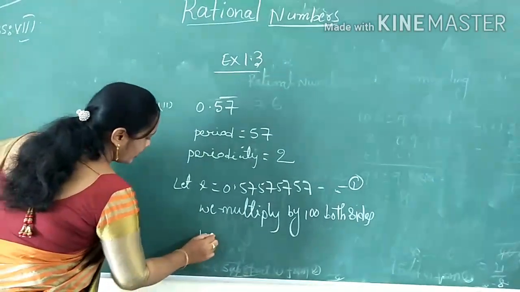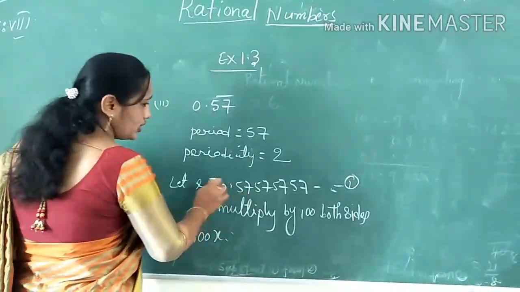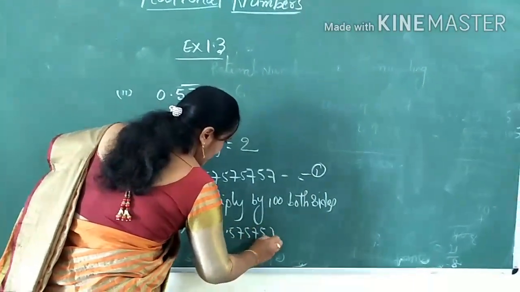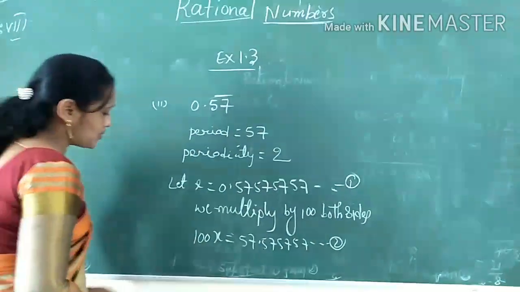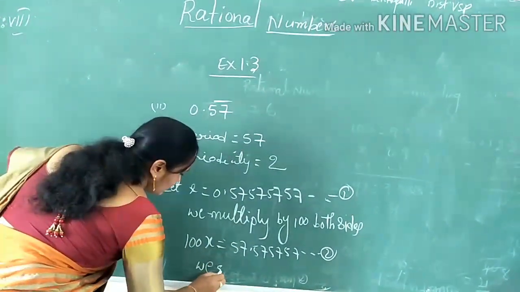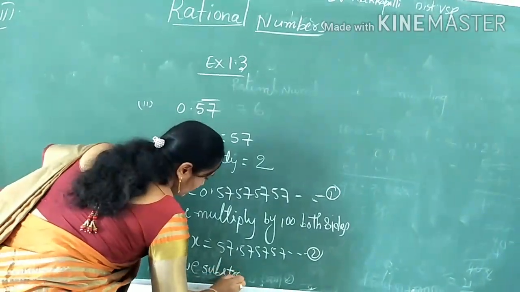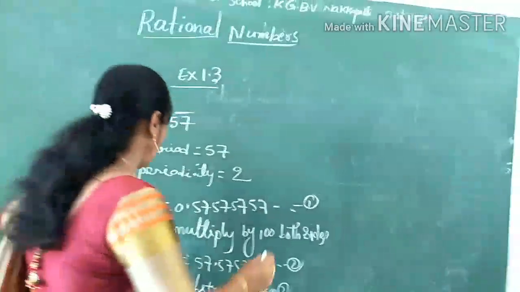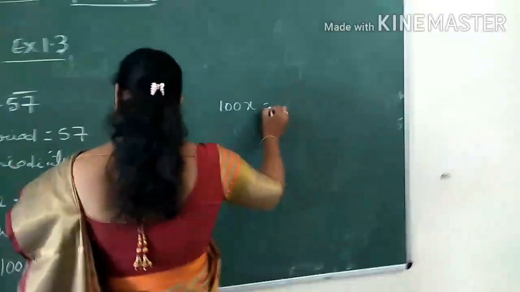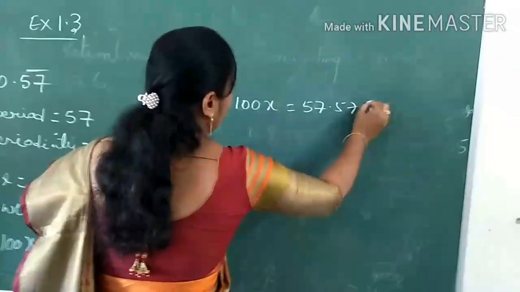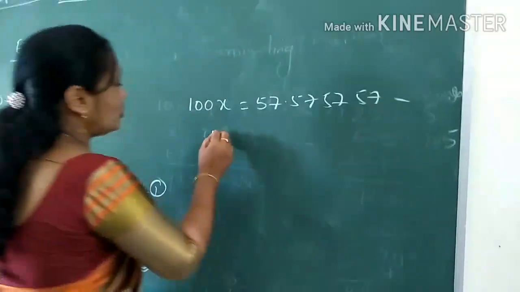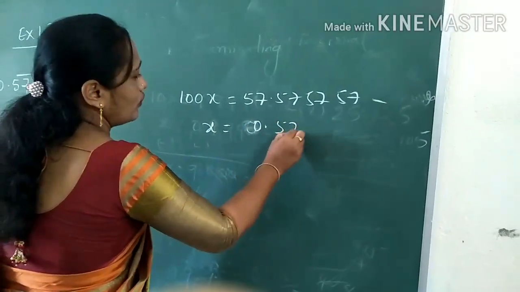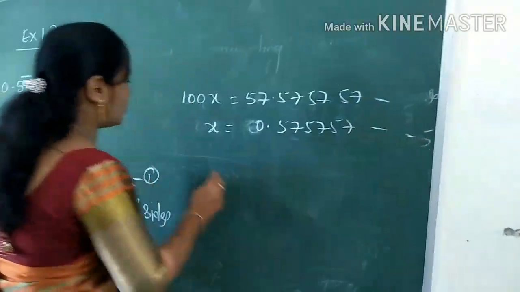So 100x equals, moving 2 digits this side, 57.5757 and so on. This is the second equation. Now we subtract the first from the second. 100x equals 57.5757, and x equals 0.5757 and so on.